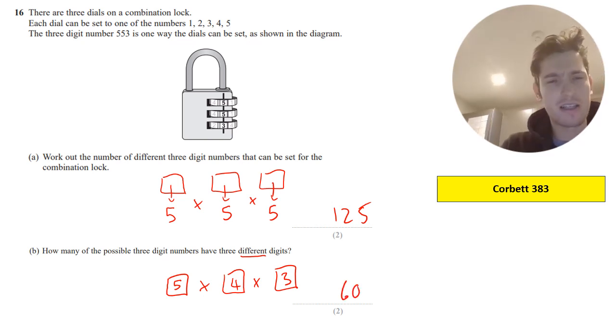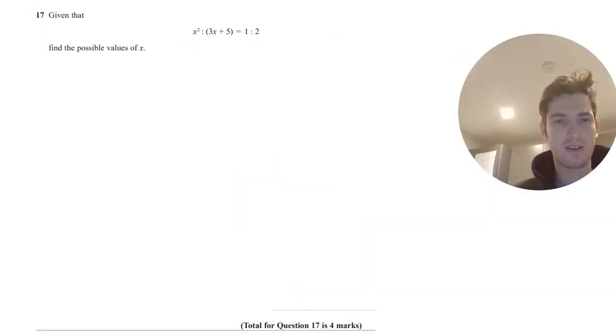So really important you understand the difference between part A and part B. In part A, I could have any of the 5 digits each time. But in part B, I couldn't repeat the digits. So I had to minus 1 each time. Next question. Okay, this is a ratio question.